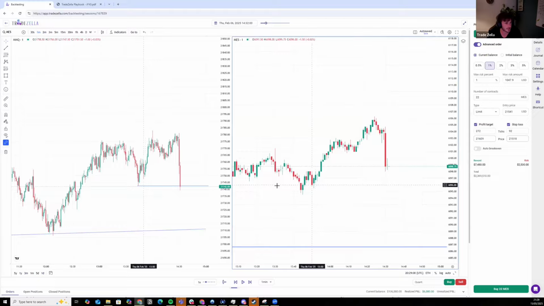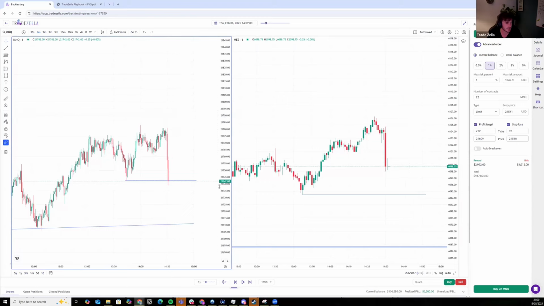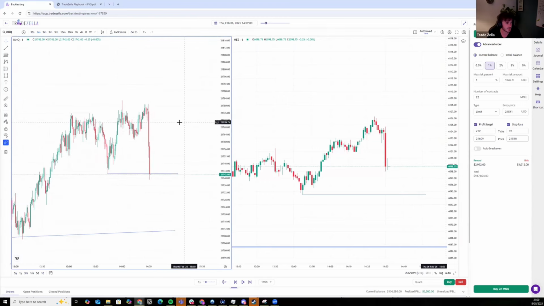Okay, so that low gets taken out. The same low on ES doesn't get taken out, right? This low here gets taken out. ES, same low, exact same low. If you look at the timestamp, 144 over here, 144, doesn't get taken out. So there's our SMT. Now we just need an inverse fair value gap.